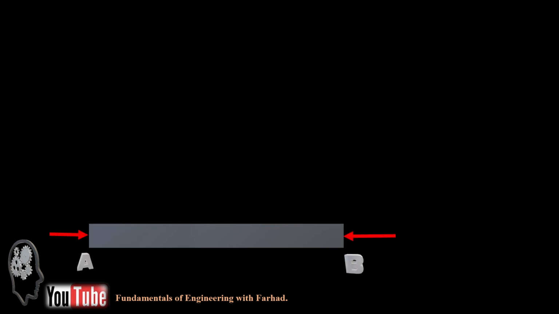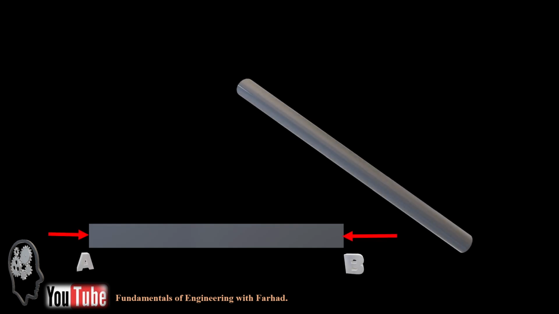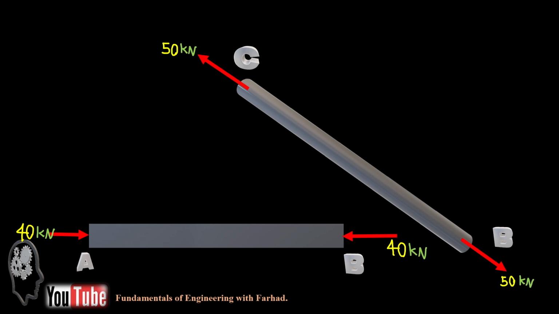If we apply them to our boom and rod BC, it says this is a compression and this is a tension. The compression is in boom AB and the tensile force, or tension, is in rod BC.